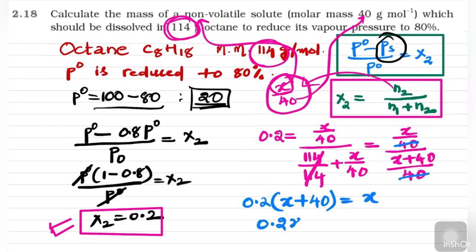0.2x plus 0.2 into 40, which would be 8, equals x. So 8 equals 0.8x, and x equals 10 grams. This is the answer for the question. Thank you.